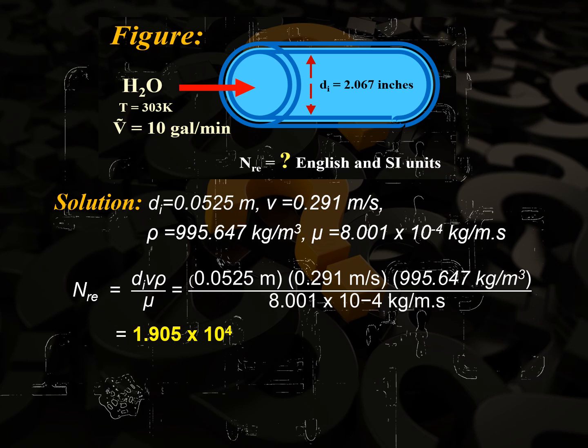Of course, it's the same value when we solve the Reynolds number in the English units. And if you are not able to get the same value, then review your solution because you must have been doing it wrong. The Reynolds number is dimensionless. So if you follow the principle of consistency of units, whether using the English units or SI units, it will always give you the same number or the same answer.